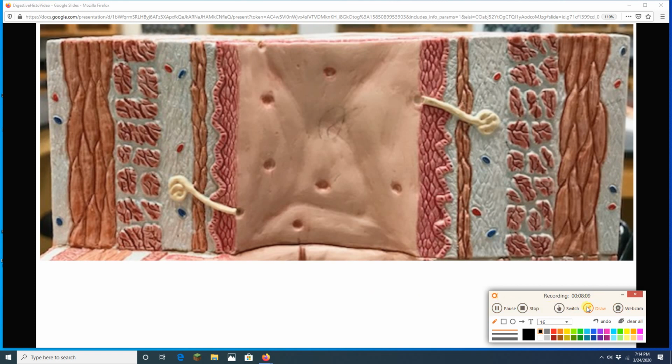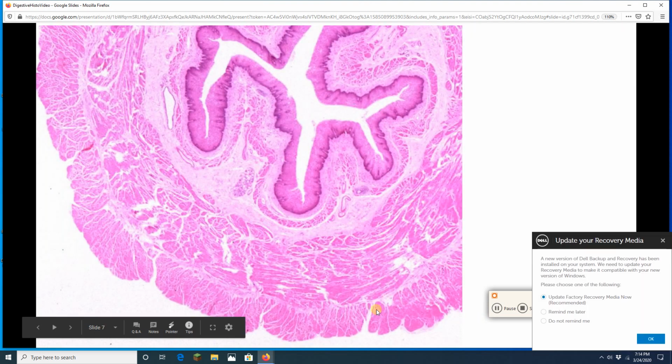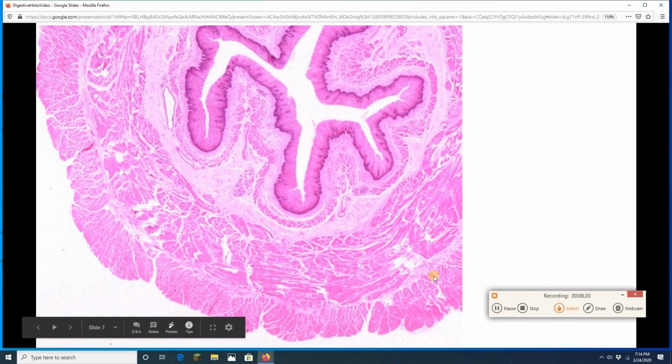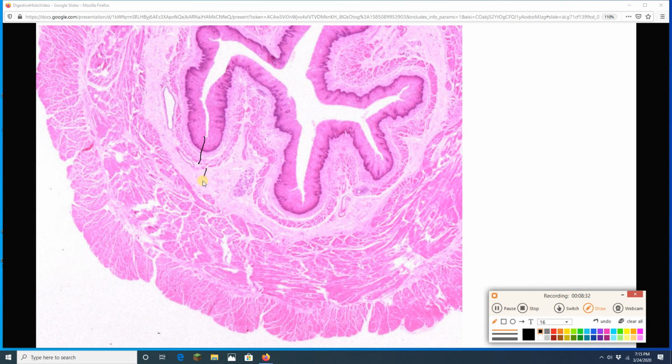Let's see if we can look at a real esophagus now. Here is a real esophagus. There we go. In this real esophagus, I am going to see several things. I am going to see my mucosa right here. And I'm going to see my submucosa right there. I do see a mucus gland right here. And then I see my Muscularis Externa right there, both the circular and the longitudinal layer.